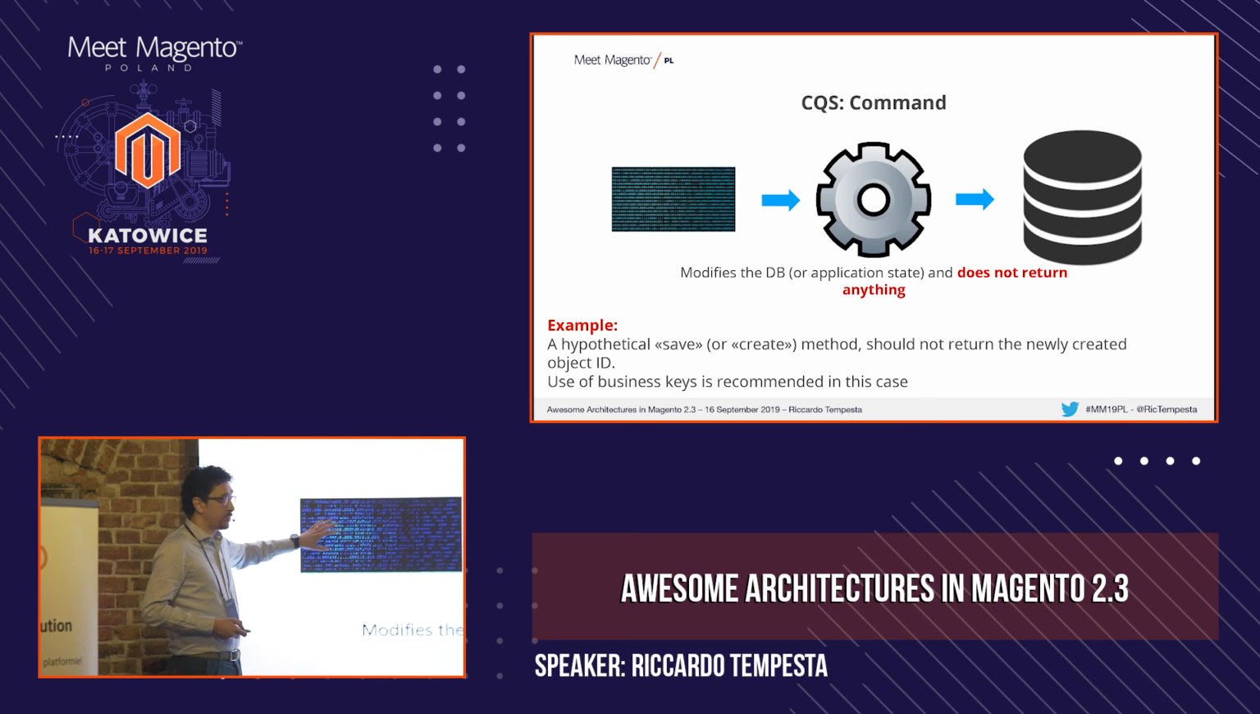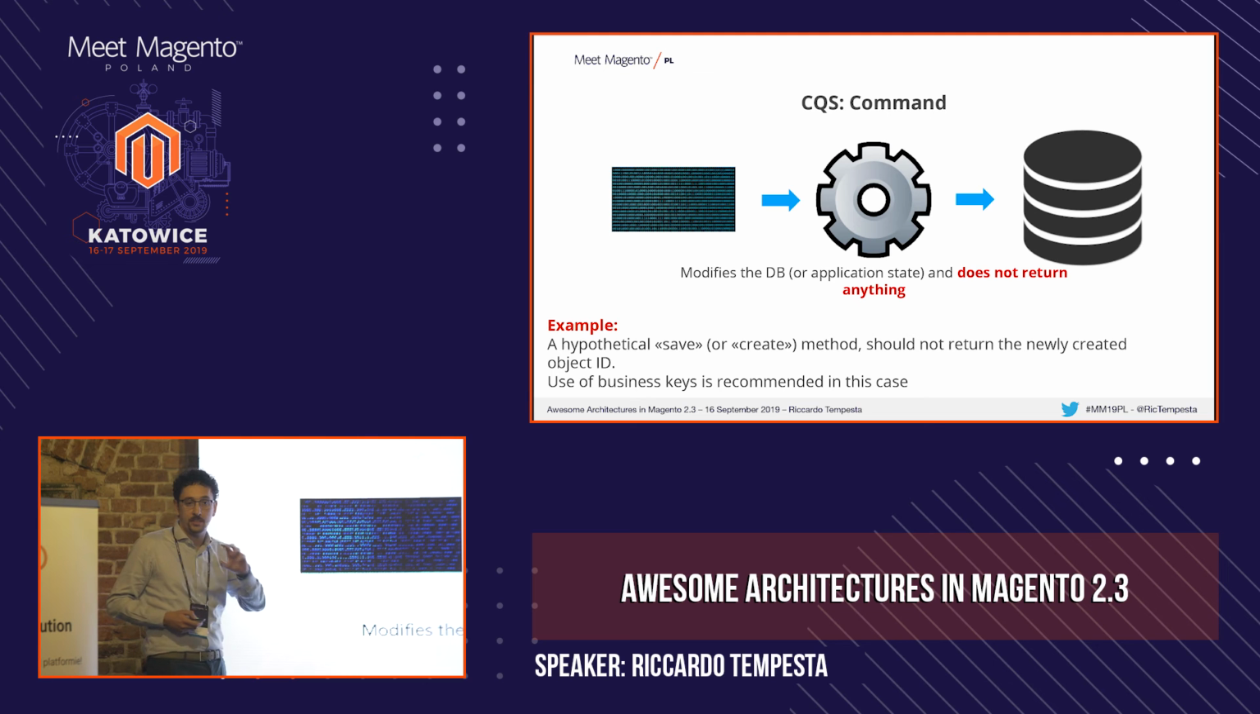The command must not return anything from the database, because of the reason I told you before. So if we have a hypothetical save or create method for a product, it was common behavior to get back the ID of the newly created product from this method. This is not possible anymore. And this is another reason why you should be using a business key. For example, SKUs, because they are predefined before saving into the database.